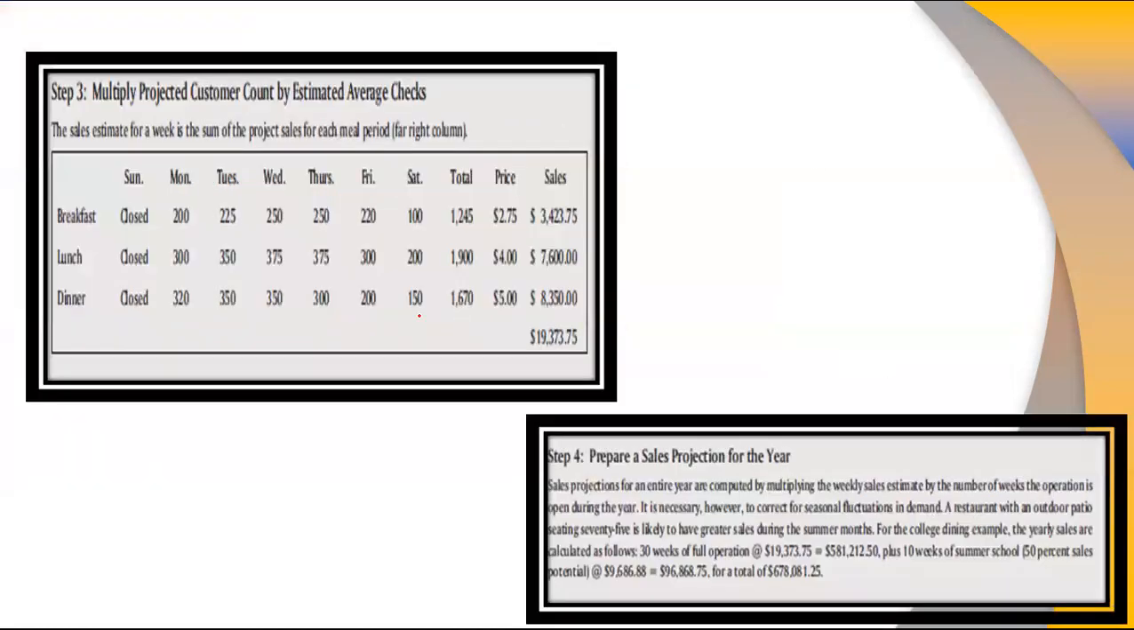Okay, we are going now to multiplying the projected customer count by the average check in order to get the sales. So you have your total customer count here. You have your average check. So what you need to do is multiply these two. Okay, multiply, and then you get your sales.